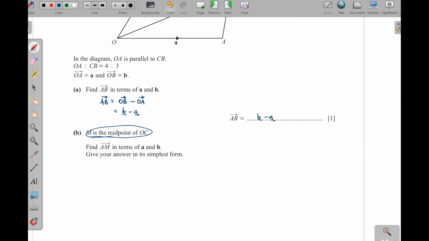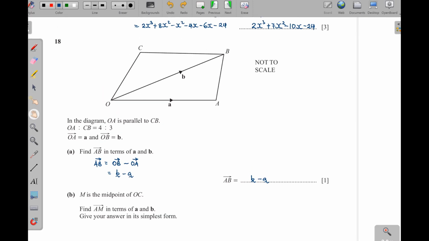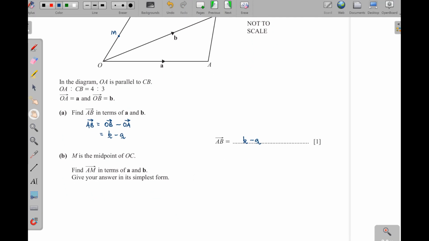Okay, then next, part B. M is the midpoint of OC. M is the midpoint of OC. So I can put M here. Then find A to M in terms of A and B. So A to M, I will say AO plus OM. So AM then shall be equal to OA. No. AO is AO then plus OM. You see that?